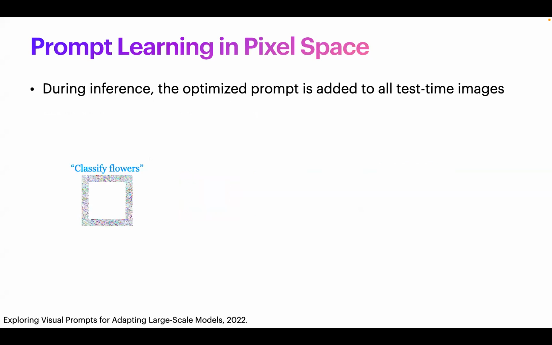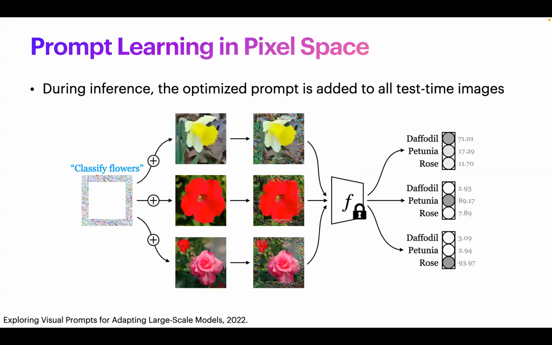And then during inference, once we obtain this single visual prompt, we add that to every test image. So it's just a single pixel perturbation for the entire task. And then the model is able to perform flower classification just by adding this pixel perturbation.